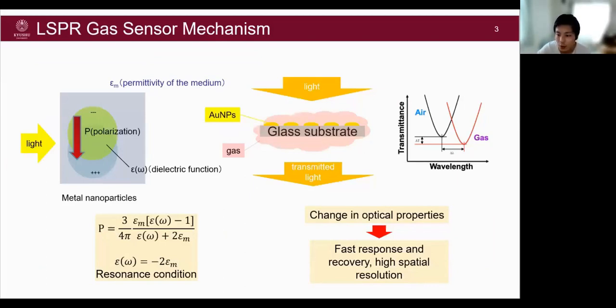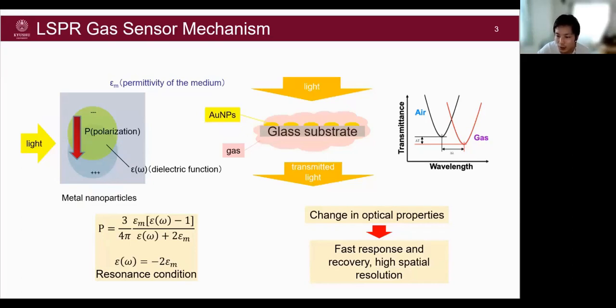The gas sensor we fabricated this time uses a phenomenon called LSPR. When incident light shines on metal nanoparticles, the free electrons vibrate collectively, causing polarization of the nanoparticles and generating an electric field. When this electric field resonates with the incident light, light of a specific wavelength is absorbed and scattered.